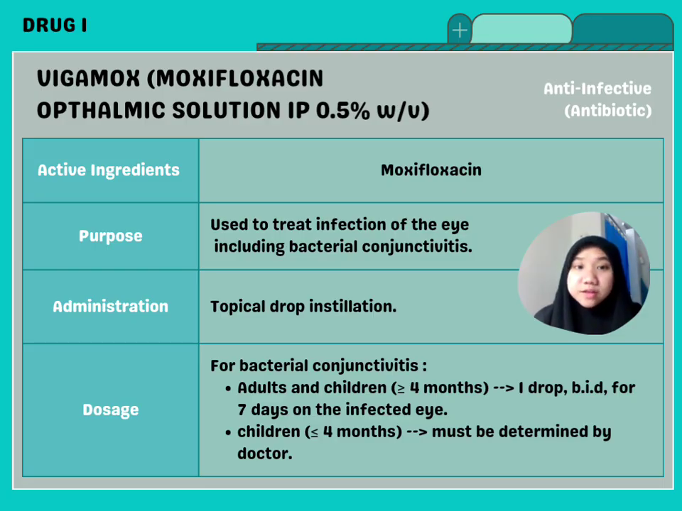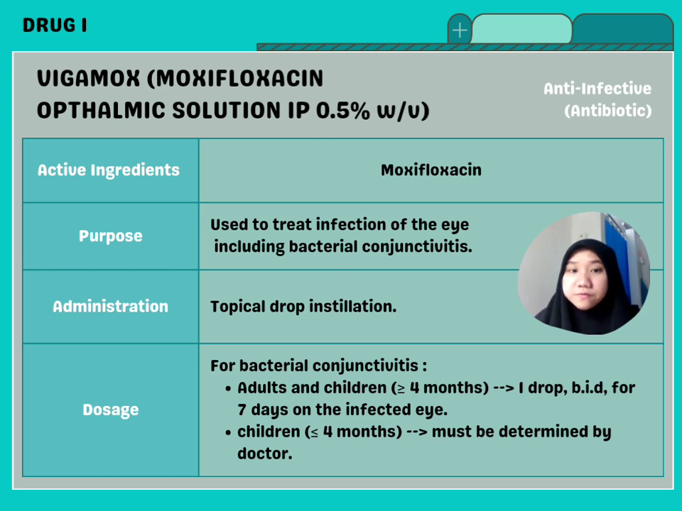Next, we will continue with Vigamox, moxifloxacin ophthalmic solution IP 0.5%. The active ingredient for this drug is moxifloxacin. Moxifloxacin is a drug that is categorized under anti-infective, antibacterial drugs. Moxifloxacin is used to treat infection of the eye, including bacterial conjunctivitis. Moxifloxacin works by killing the bacteria that cause the conjunctivitis.